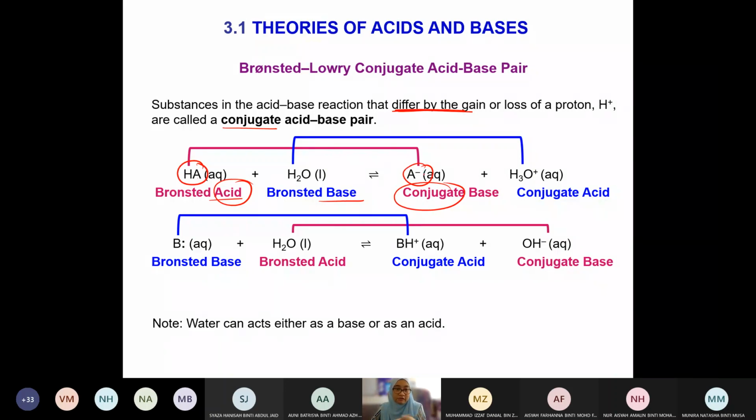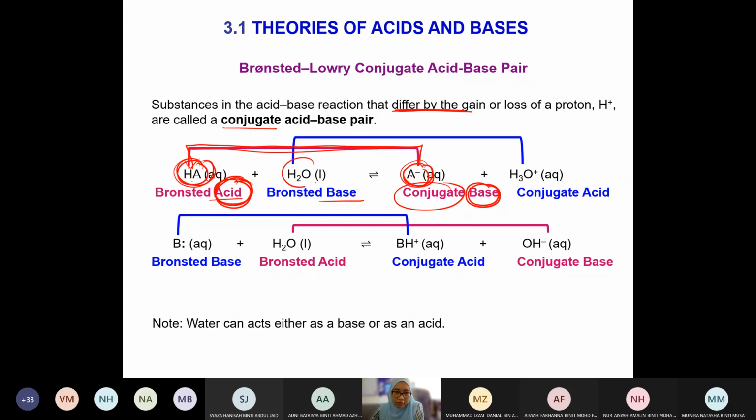Try to reverse this reaction. Let's say A minus becoming HA, guys. From A minus, it accepts a proton and becomes HA. Right? So that is what we call a base, an acceptor. A minus is an acceptor. That's why it is named base there. This is if we were to reverse the reaction. If we go forward from HA to A minus, HA is an acid. But if we reverse from A minus to HA, A minus is a base, because it accepts.